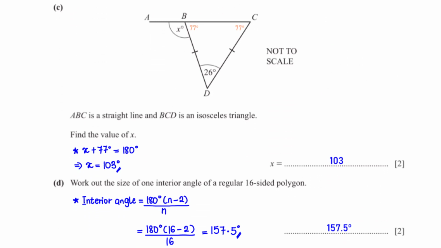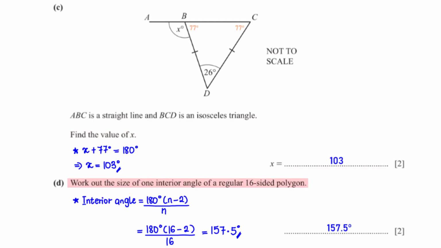ABC is a straight line and BCD is an isosceles triangle. Find the value of x. Base angles in an isosceles triangle are equal, and angles in a triangle add up to 180 degrees. So 180 degrees minus 26 degrees, divided by 2, gives us 77 degrees. Angles on a straight line add up to 180. So we have x plus 77 equals 180. When we subtract 77 from both sides, we get x equals 103.